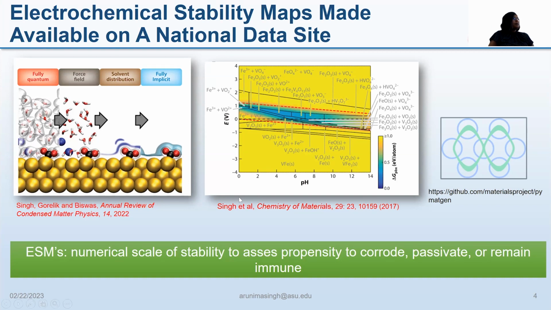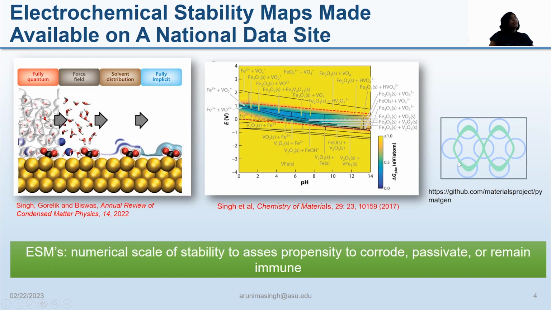At the time, there weren't any generalized theories to look at the electrochemical stability of materials from first principles, but using the existing data in the Materials Project, we devised a technique to compute electrochemical stability maps, which show the stability of materials as a function of potential and pH, demonstrating what a material would perhaps passivate into, or perhaps it would corrode or just be stable. And we established a numerical scale of stability.